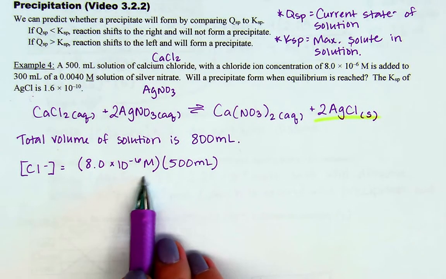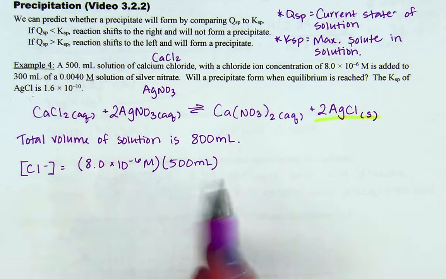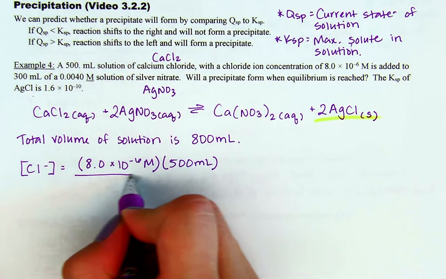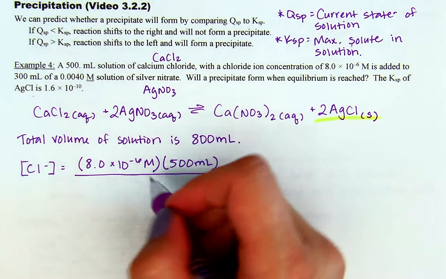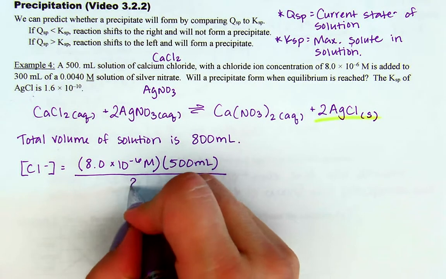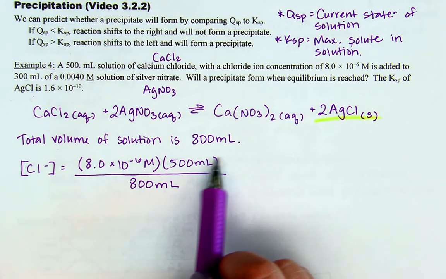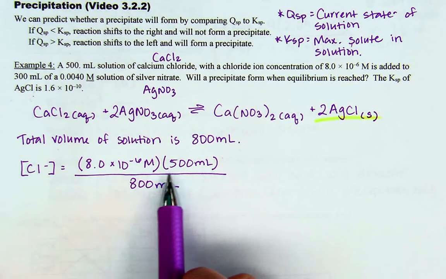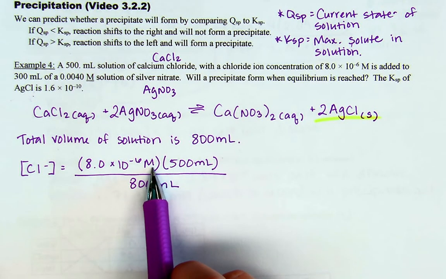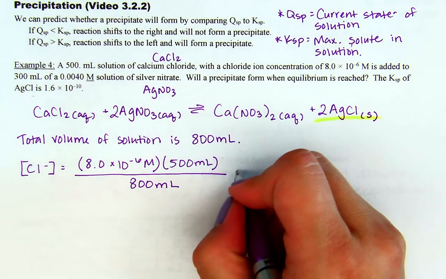Milliliters is going to cancel your liters as long as you change units. And basically on the top you're going to have moles. Now we want the overall concentration, so to get back to moles per liter, we are going to divide this by the entire volume, the whole solution. So divided by 800 milliliters. So here your mils actually cancel out, and you have the molarity of your chloride ions in the total solution now, and not just in the 500 milliliters.